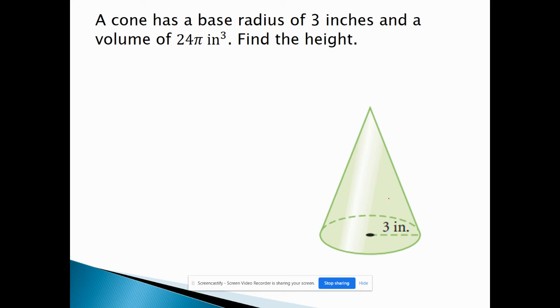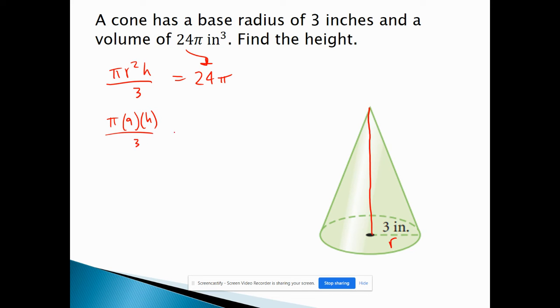Another one, we've got a cone picture here. Let's draw in the height. Base radius is 3, so we know we're going to do pi r squared h over 3. But it tells us what the volume is, so we're going to plug that in right there. And we have to find h. So we also know r is 3, so let's plug that in. Pi times 9 times h divided by 3.